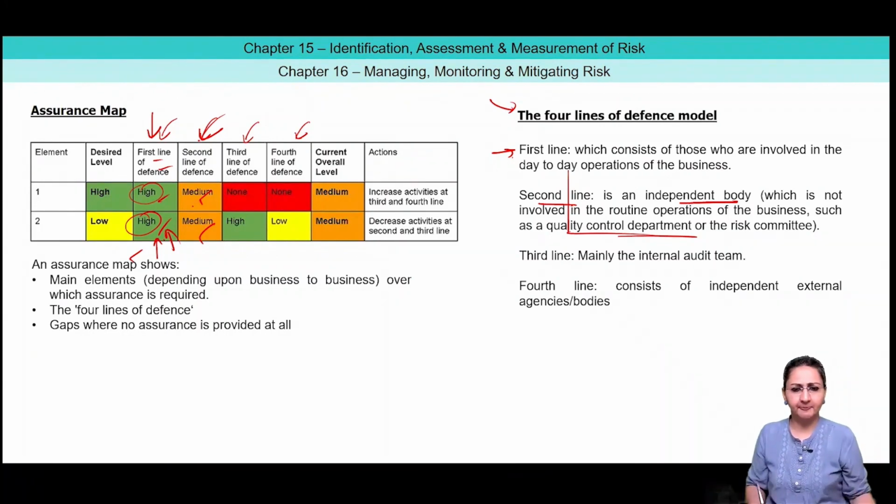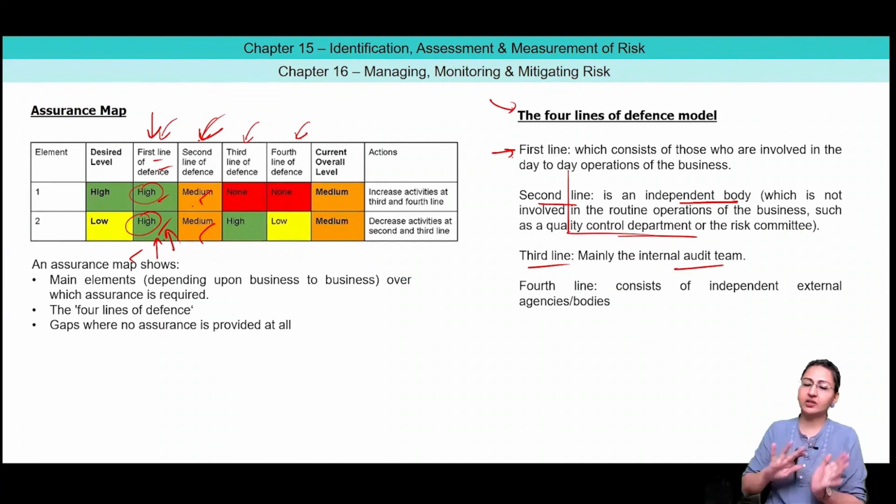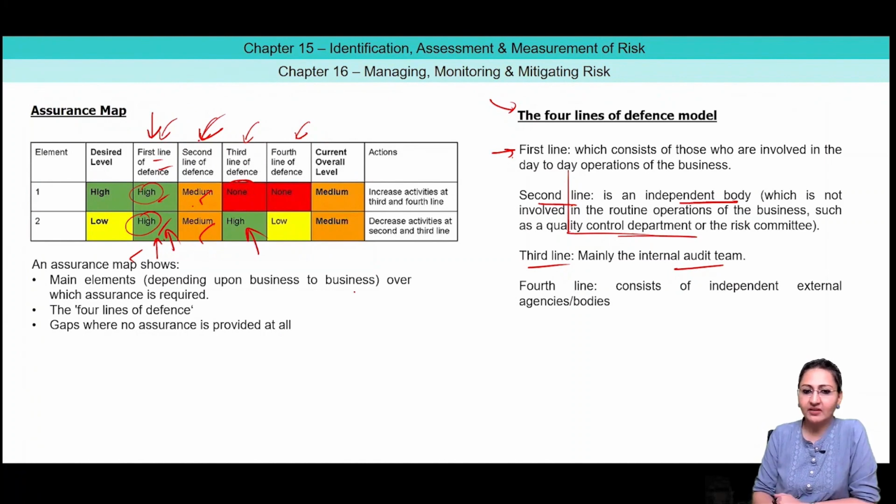there is scope for improvement here. Then the third line of defense, these are the internal audit team. They are not even checking the product. They are just checking after some period of time. Here, see, none. Third line of defense, working well. But here in the first box, it is not working well. That means here you need to improve.